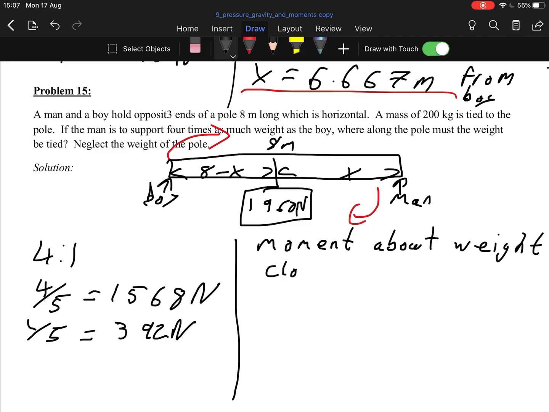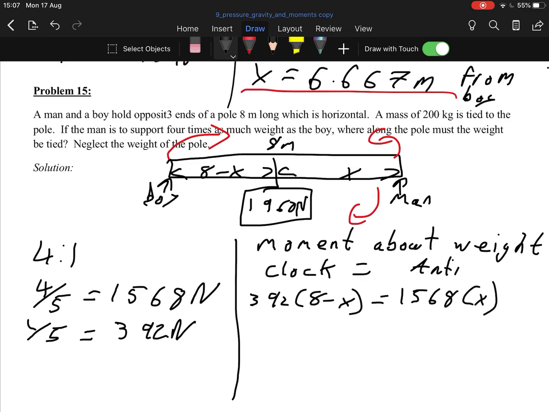Okay, so clockwise is the weight that the boy has to hold, 392 times 8 minus x. And the anti-clockwise is going to be the man, because the man is pushing it that way. So that's going to be 1,568 times x. Right, so multiply this out.